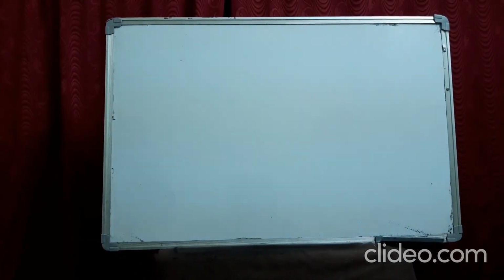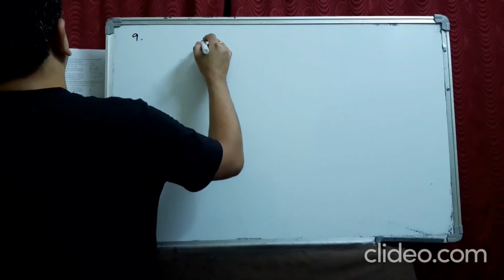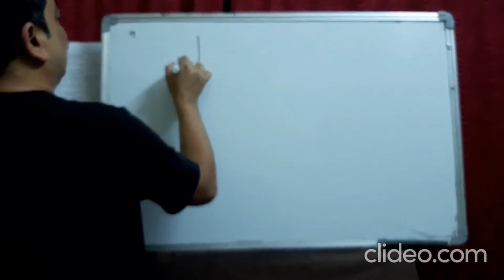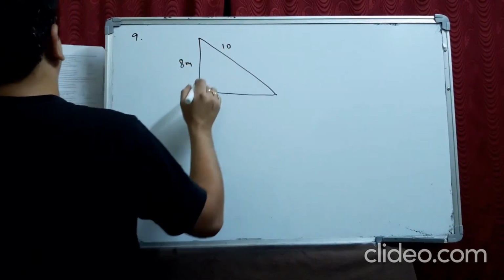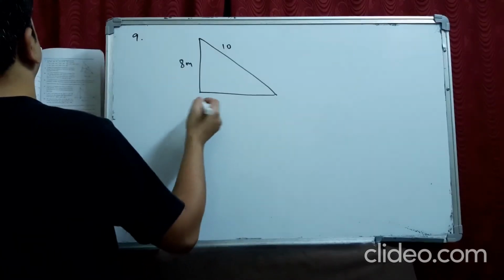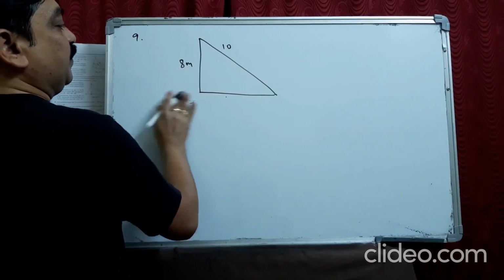See the next question, 9th question. A ladder 10 meters long reaches a window 8 meters above the ground. This is the window and the ladder is 10 meters long. Find the distance of the foot of the ladder from the base of the wall. This is the distance. This is the foot of the ladder.